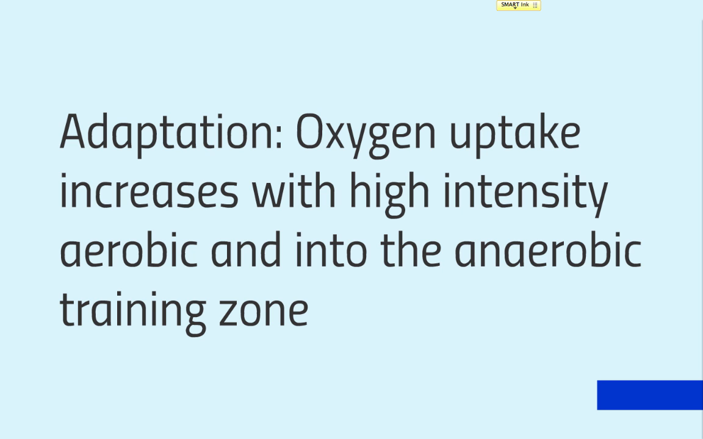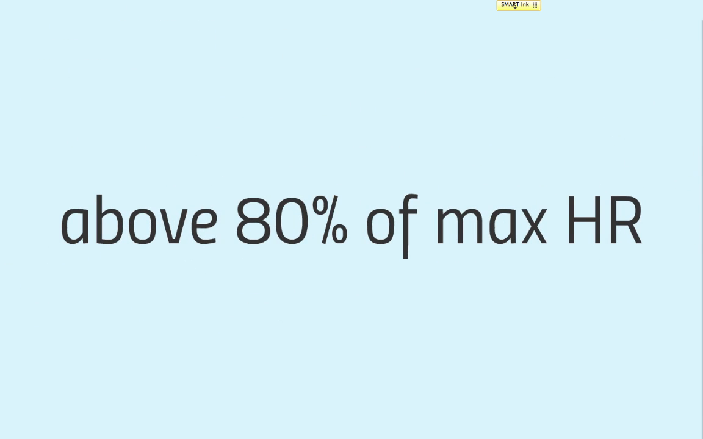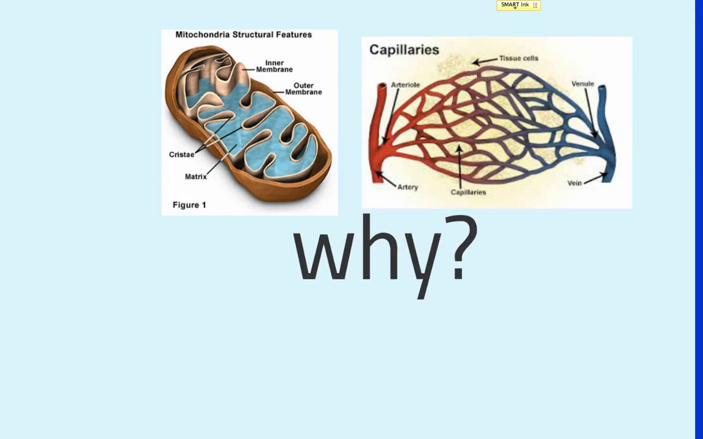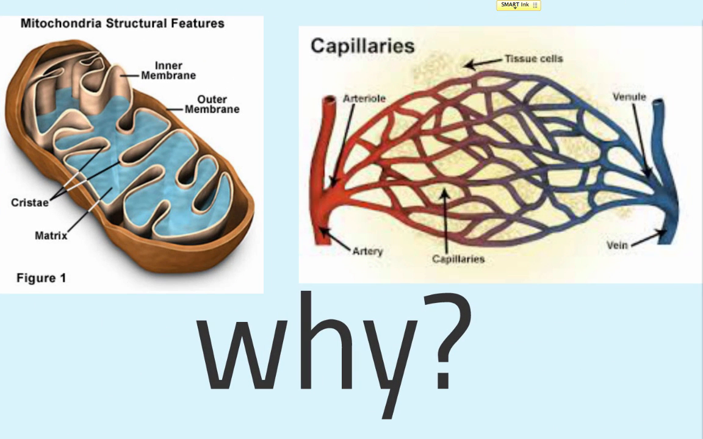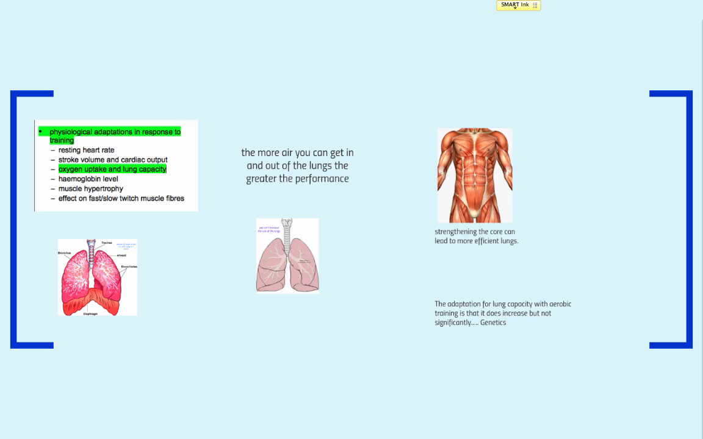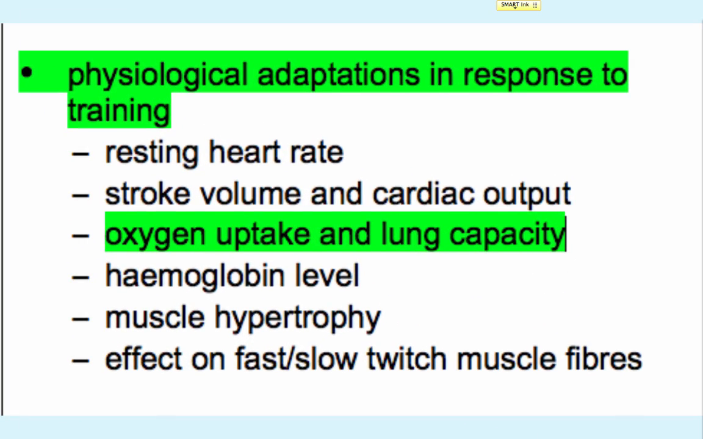Again, the principle of training thresholds is important, where the target heart rate must be above 80% of max heart rate to give the best chances of improving oxygen uptake. The theory why oxygen uptake increases is because of more mitochondria and capillaries being produced as a result of the training undertaken. From oxygen uptake, we move to lung capacity.